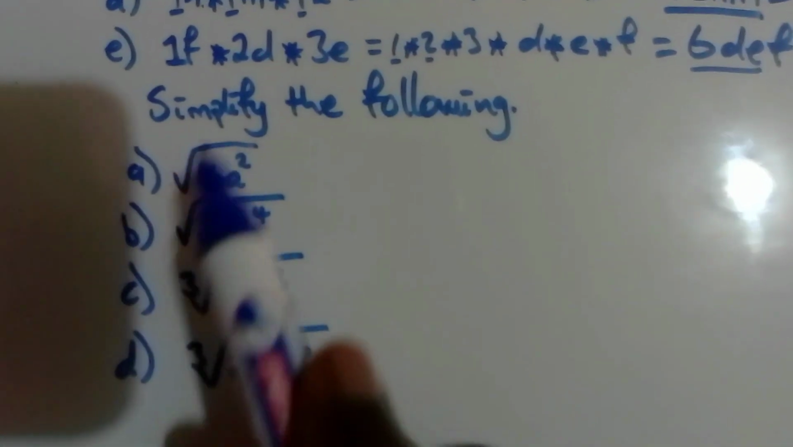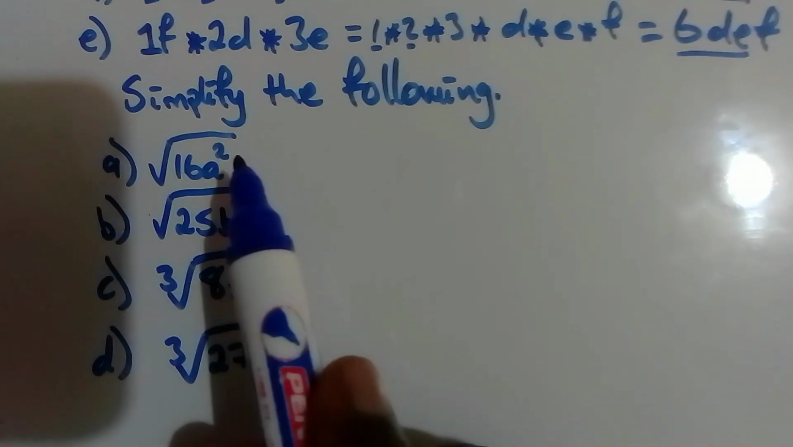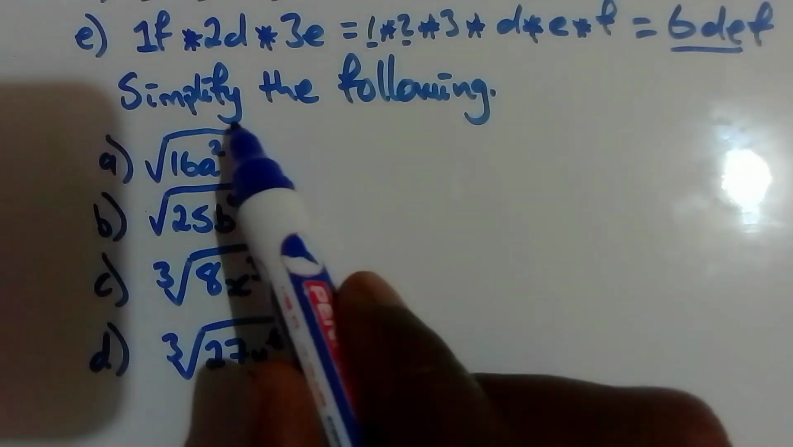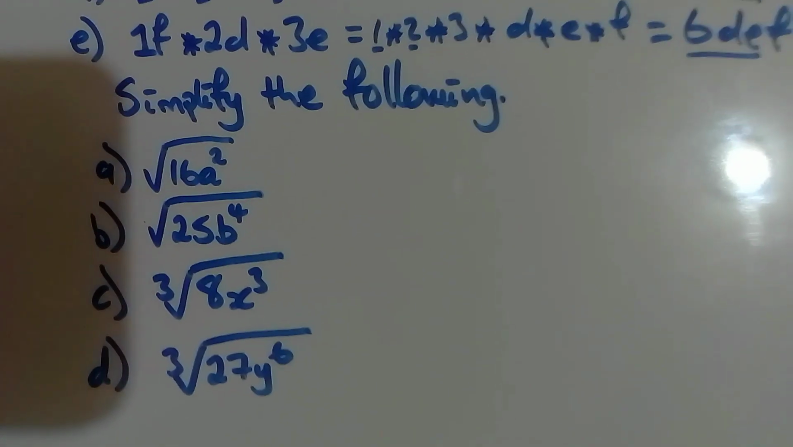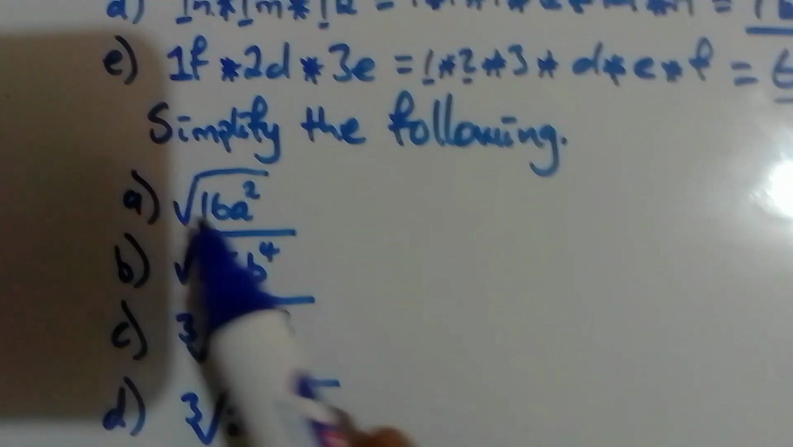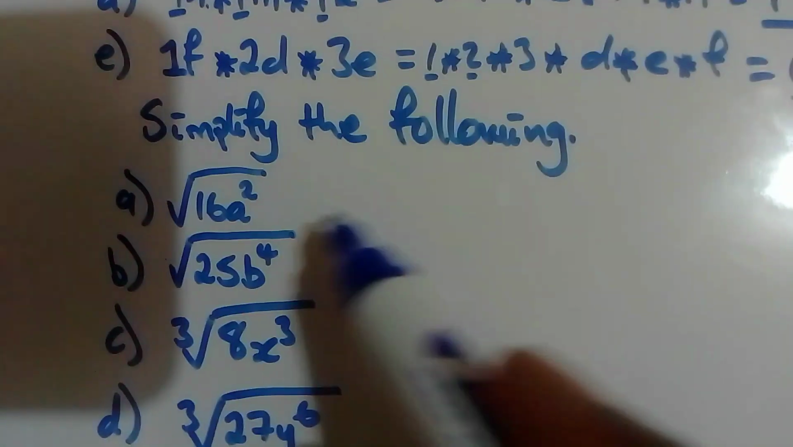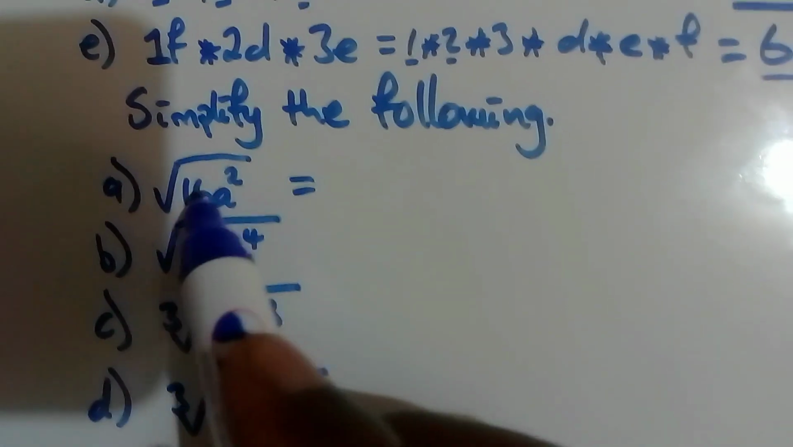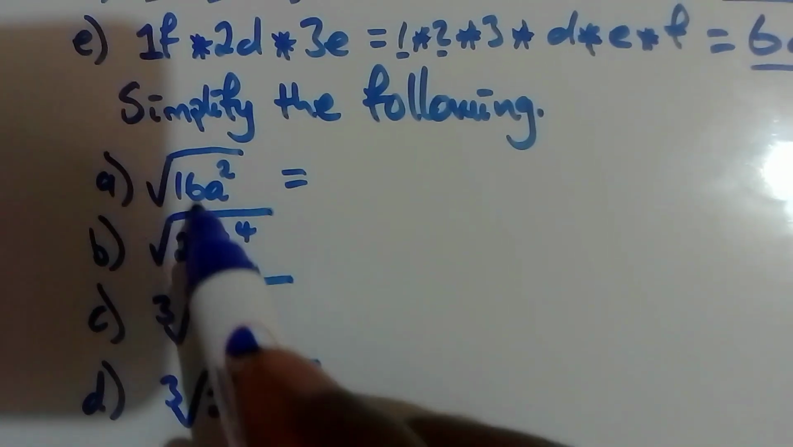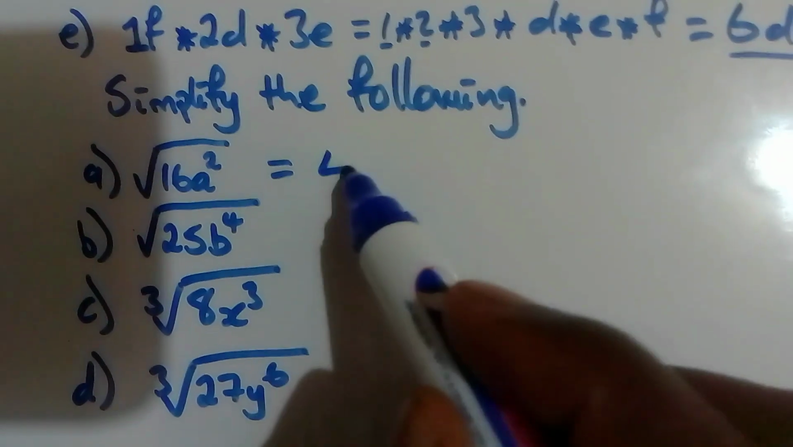Then here they now say simplify the following. You have got the square root of 16a squared. Now, what does the square root mean? It means that we are looking for a number. For example, here we've got 16. Which number multiplied by itself gave us 16? Remember, when you say 4 multiplied by 4, you get 16. So 4 multiplied by itself gave us 16. So the square root of 16 is 4.